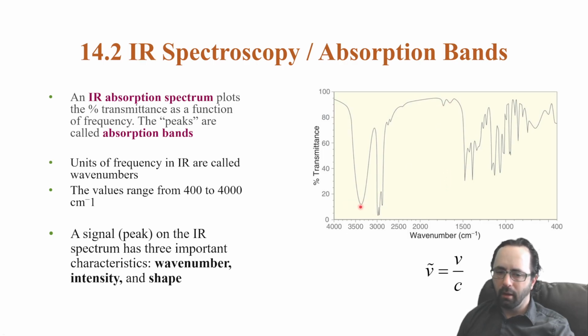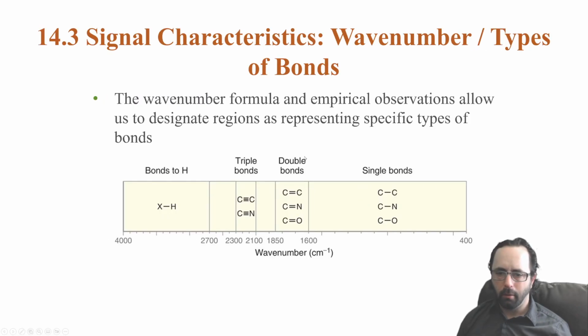Others are very intense. And finally, shape. Are they broad or are they narrow? So this is a very broad OH stretch, and then we can see much more narrow peaks over here. What does the shape of the peak look like?